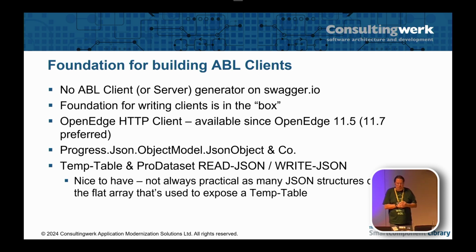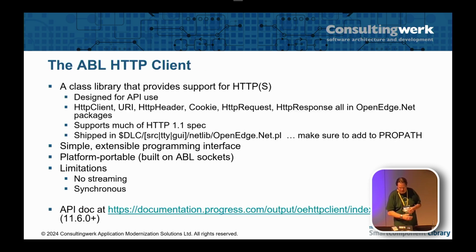You have temp tables and ProDataSets that you can turn into JSON and populate from JSON. Most of the time, when we're dealing with standard JSON services or REST services, temp tables and datasets won't help us because the relational structure is typically not what we find there. It's more like nested objects, and it's just slightly different. So that's why we typically use the JSON object model.